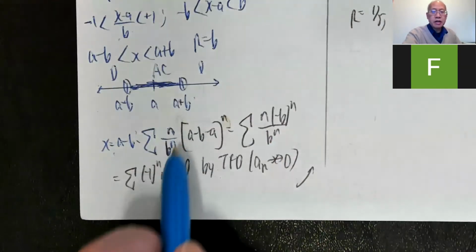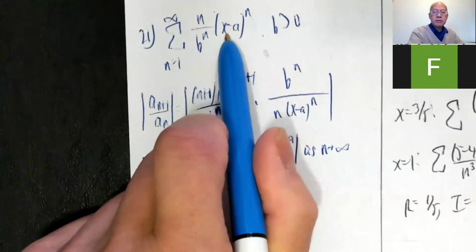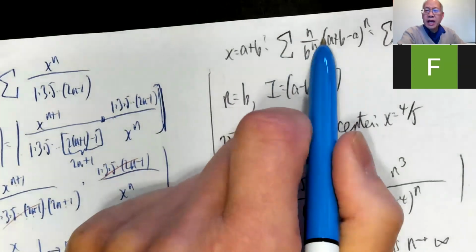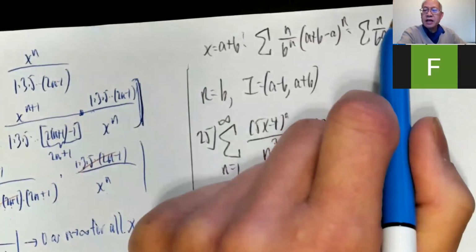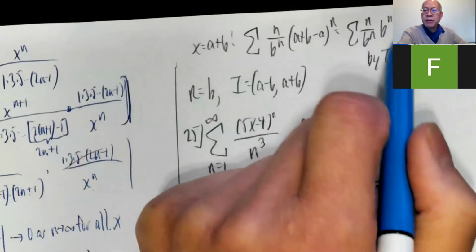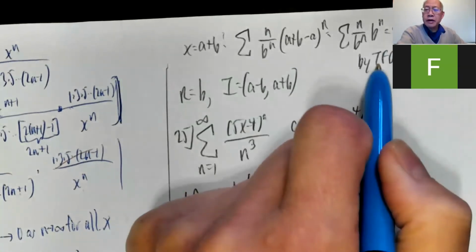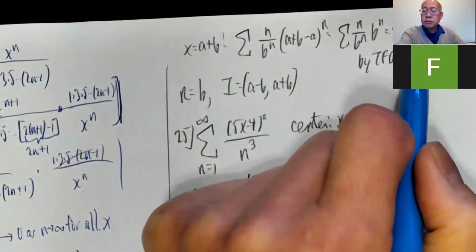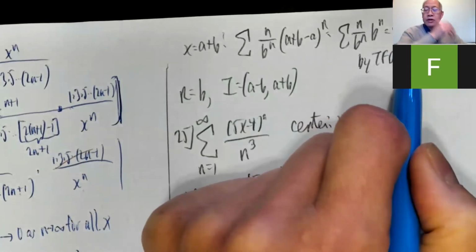And how about the other endpoint, a plus b? So plug in a plus b right over here, a plus b minus a. So the summation of n over b to the n, a plus b minus a to the n. The a's cancel out, you have b to the n. Well, that'll cancel that b to the n. So I have the summation of n. 1 plus 2 plus 3 plus 4. That diverges by test for divergence. Okay, what is test for divergence? If the a sub n's do not approach 0, this is 1 plus 2 plus 3 plus 4, that blows up. So you automatically have divergence.